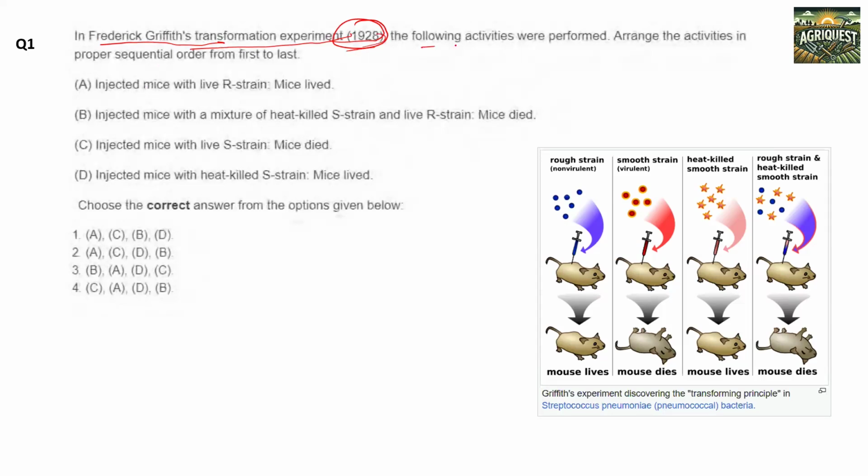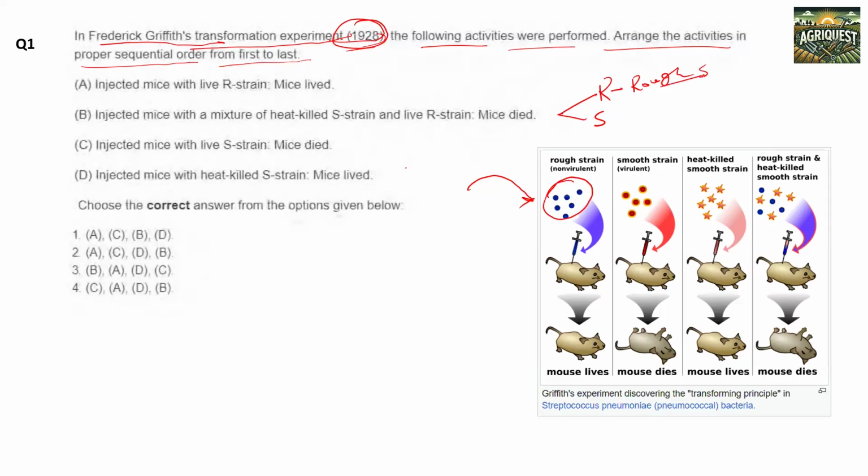The following activities were performed. Arrange the activities in the proper sequential order from first to last. In the Griffith test, first you should know which type of strain he used. He used two strains, one is the R type and one is the S type. This is the R type.